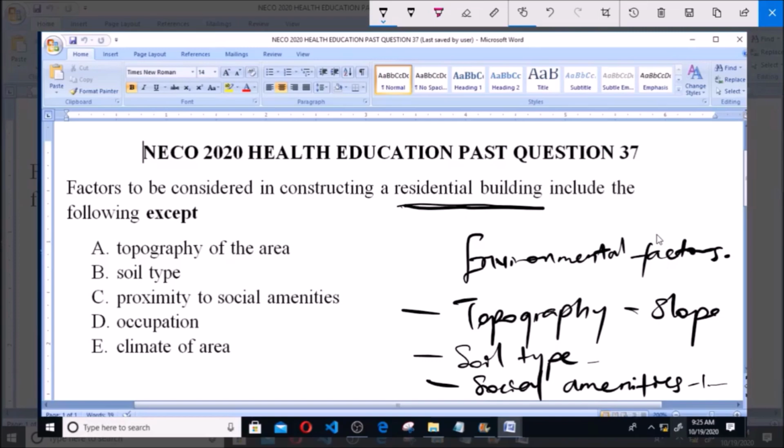Now option E says climate of the area. The climate of the area is also important, that is, the temperature of the area, the frequency of the rainfall, and everything about the area. So climate is also an important factor.